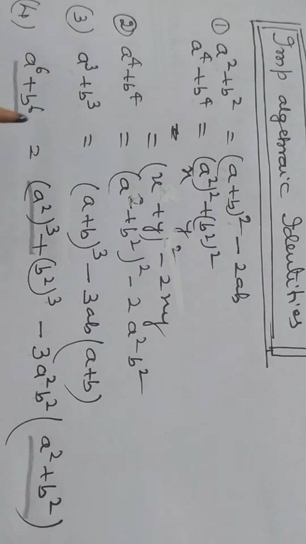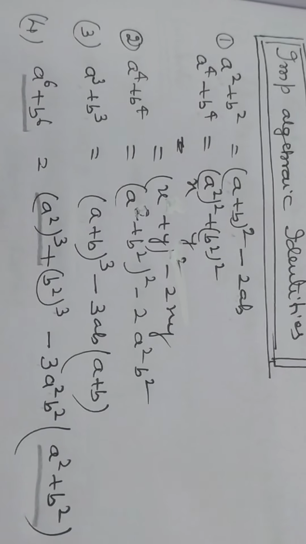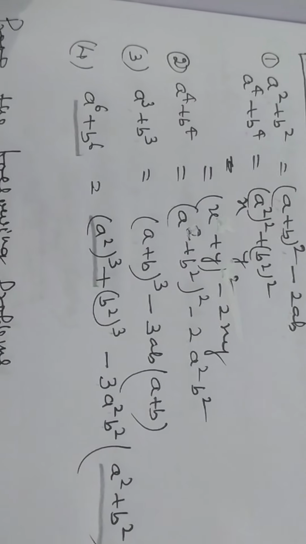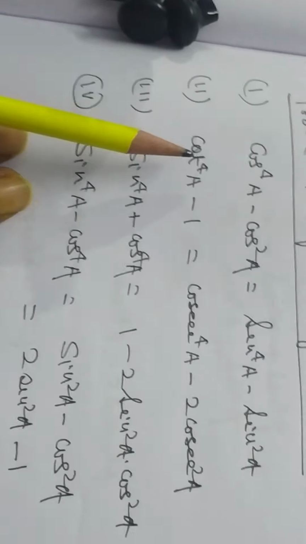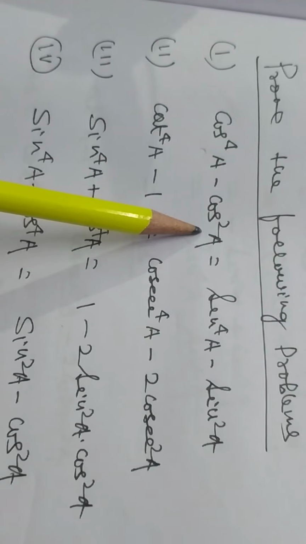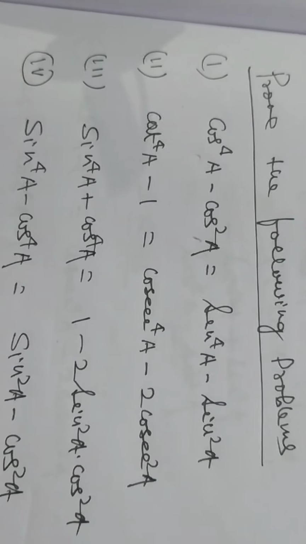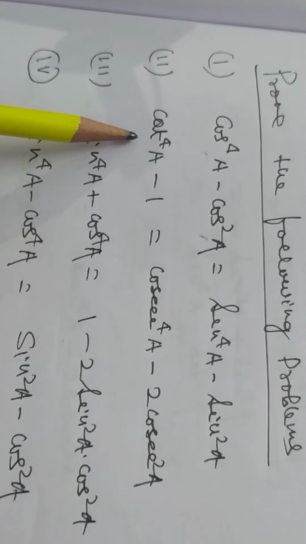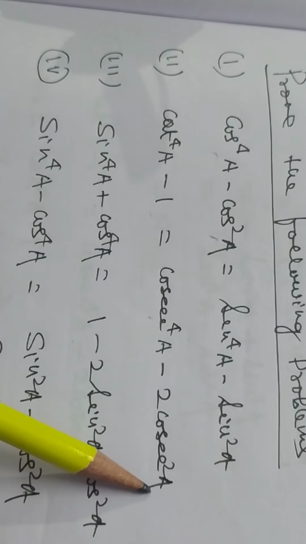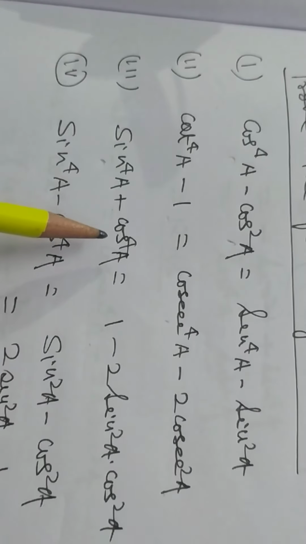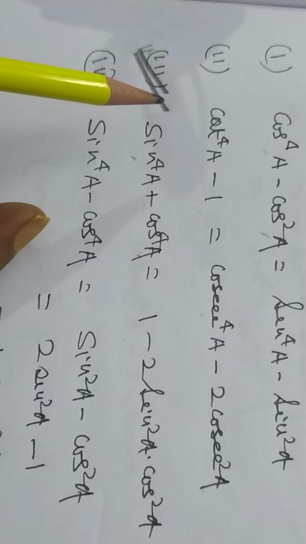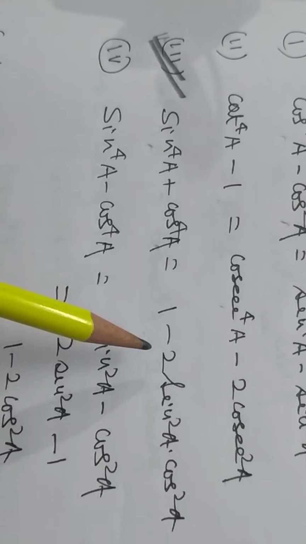By applying them, you would be able to solve some problems of higher degrees in trigonometric identities. There are some problems under this heading. First is cos to the power 4a minus cos square a is equal to sin to the power 4a minus sin square a. Second is cot to the power 4a minus 1 is equal to cosec square a into 2 minus cosec square a. Third is sin to the power 4a plus cos to the power 4a is equal to 1 minus 2 sin square a cos square a. My dear students, you must solve this problem and remember this result also.